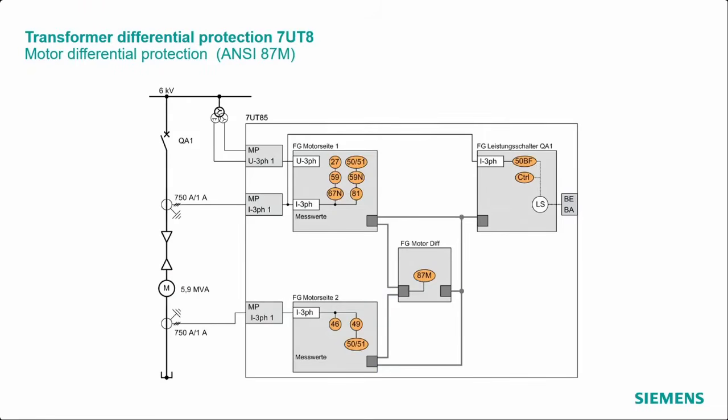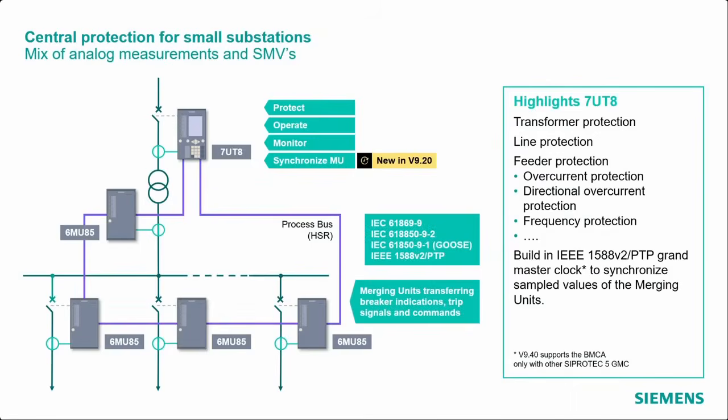Good, this is how it looks like. Now we don't have the transformer sites, now we have the motor sites here, and of course the structure looks similar to a 2-winding transformer. In the end, we now have the 87M instantiated to protect this motor.